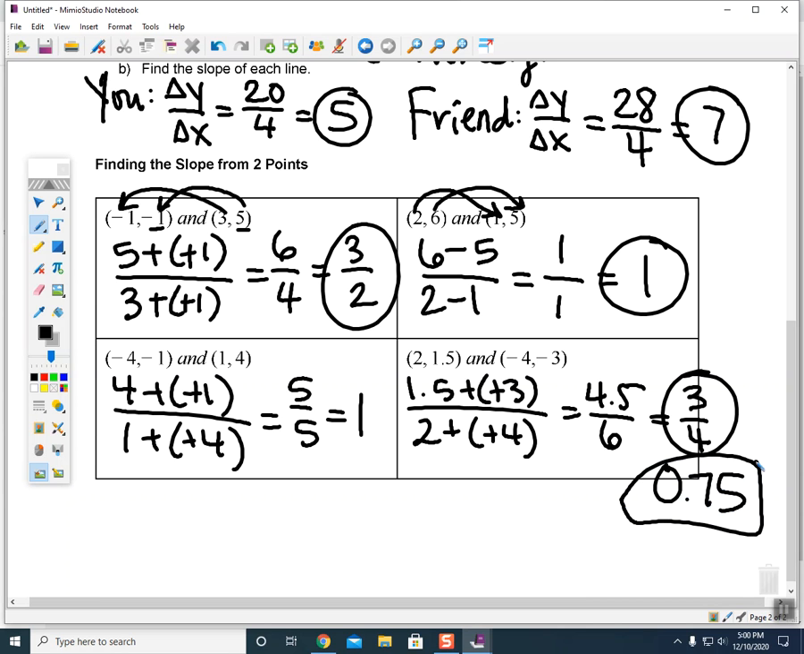decimals aren't very useful when we're talking about slope, because slope is rise over run. How far up and over do I have to go, or down and over, to get to my next point? Well, if I had 0.75 as a slope, that doesn't really clue me in on what I need to do. So the better form of that would be to have it in the form 3/4.